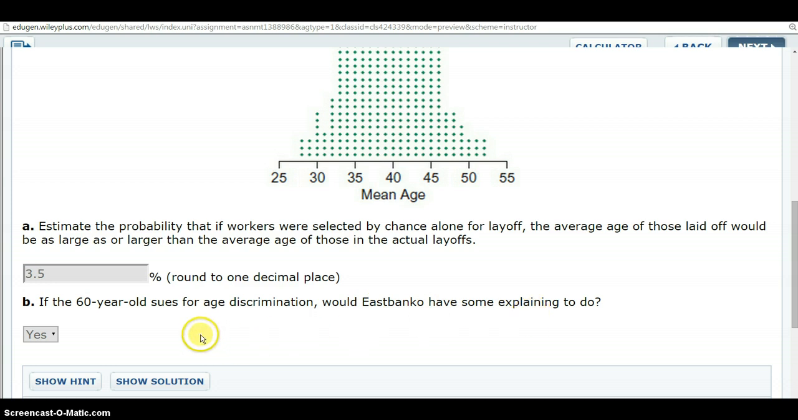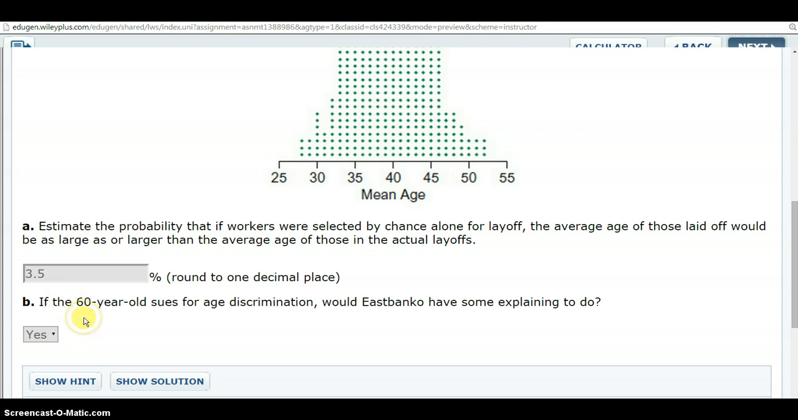Now, another way we could look at that is, the 2.5% comes from looking at 2.5% on the low end, 2.5% on the high end. Since we know that age discrimination is not going to happen at the low end for layoffs, then we might put this 5% up here. In other words, if this number was less than 5%, it could suggest age discrimination.